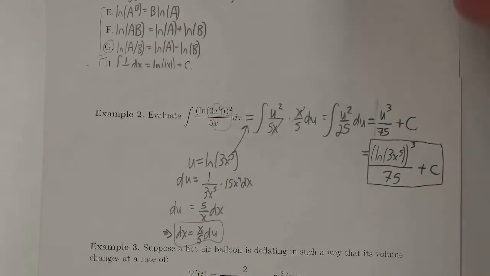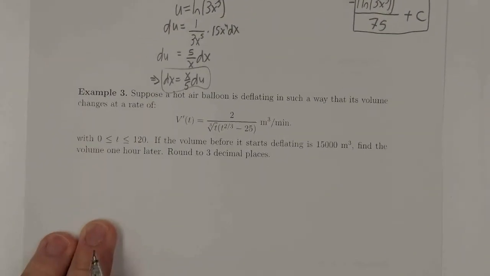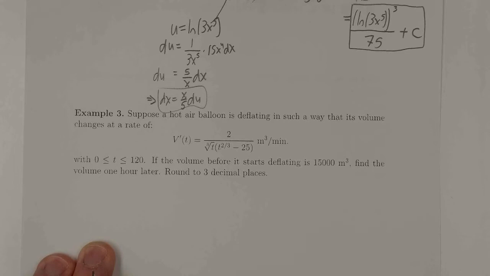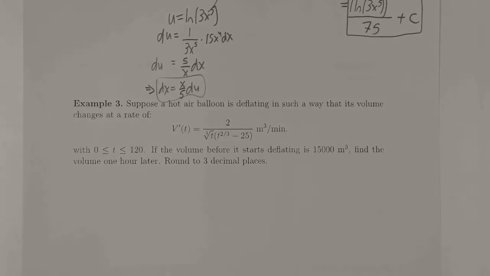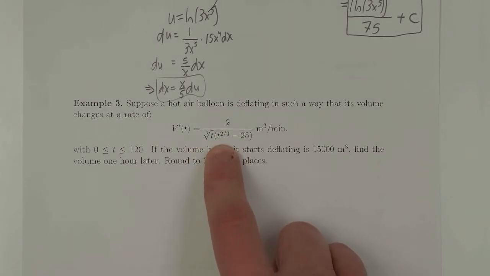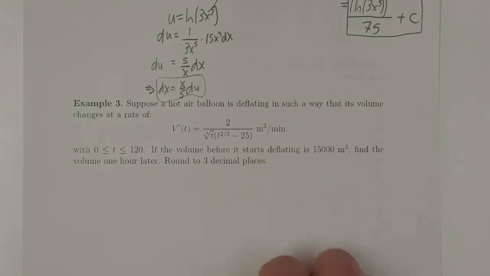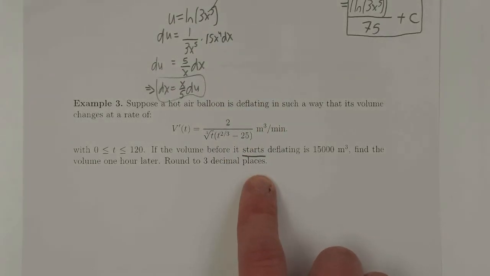Okay. So, moving on to example 3. The third example says, suppose a hot air balloon is deflating in such a way that its volume changes at the rate of v prime equals 2 over the cube root of t times t to the 2/3 minus 25 meters cubed per minute, with t in between 0 and 120. If the volume before it starts deflating is 15,000 cubic meters, we need to find the volume 1 hour later. And we need to round to 3 decimal places.